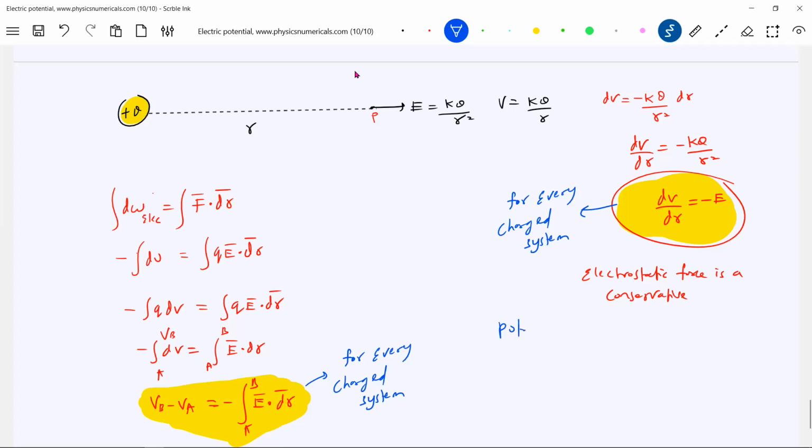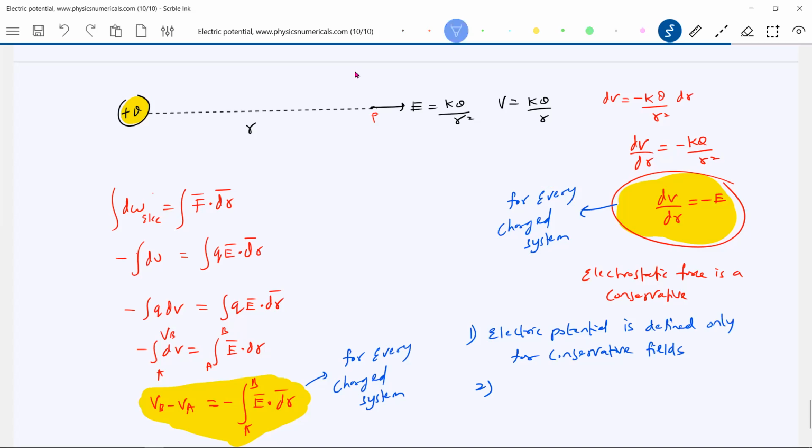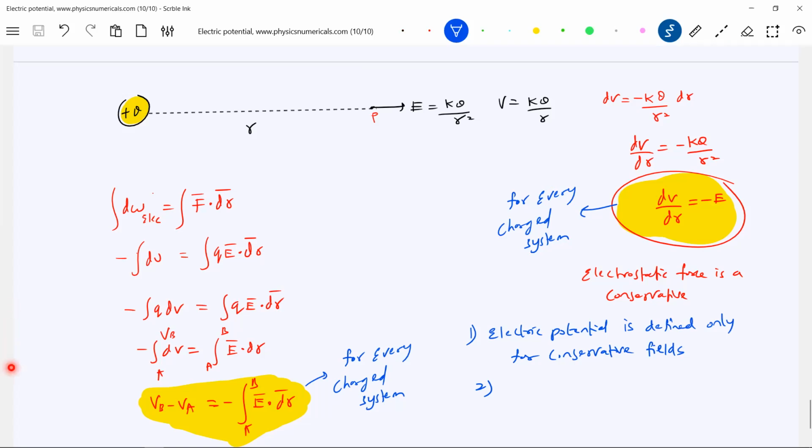Now, one more thing regarding the potential. Electric potential is defined only for conservative fields. For non-conservative fields, it is meaningless. You can write it in a non-conservative field, but it will be a meaningless quantity. So the electric potential is defined only for a conservative field. Okay, there's one idea.